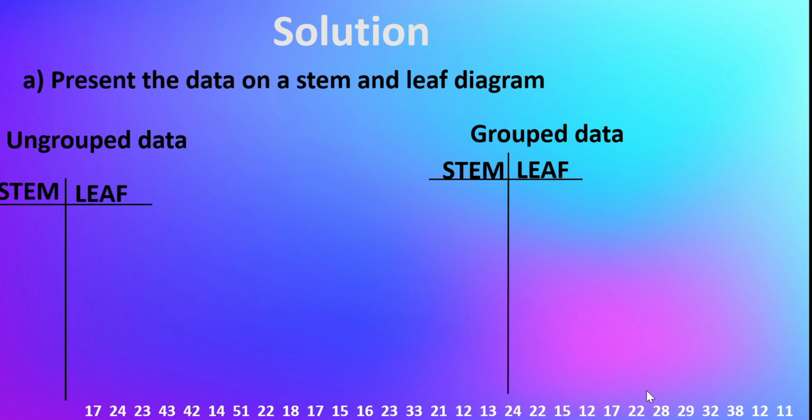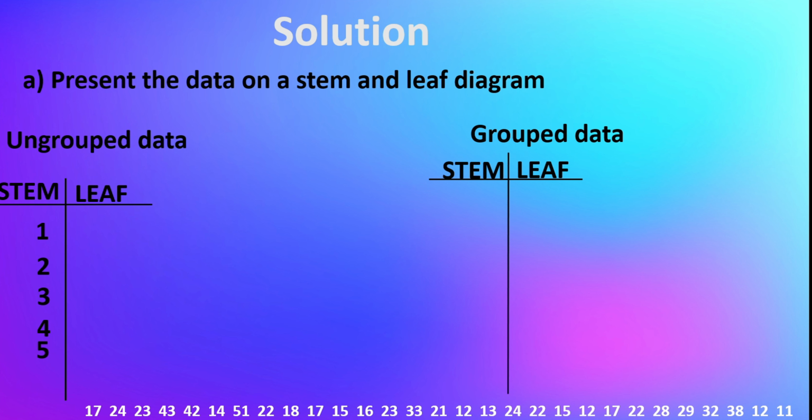Let's say we have a number running from 9 up to 70. Then we will have a stem from 0 up to 7, because we have 0 tens for 9 and we have 7 tens for 70. In this case, we have 11 up to 51, so our stem will run from 1, 2, 3, 4 all the way up to 5.